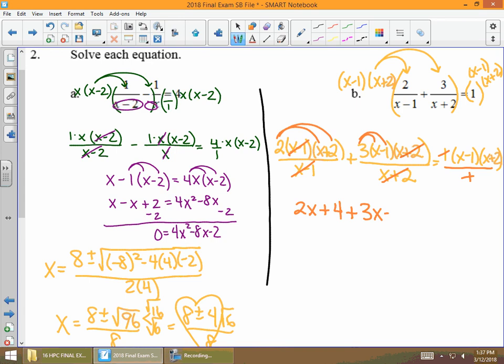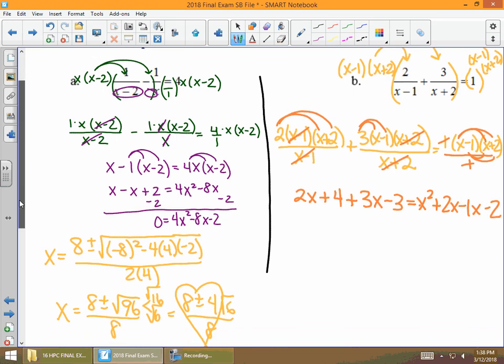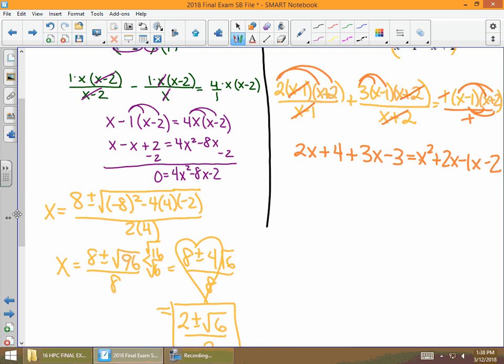3x minus 3, x squared plus 2x minus 1x minus 3. And then combine your like terms on each side before you move across your equal sign. So 2x and 3x is 5x. 4 minus 3 is 1. x squared plus 1x is 2.